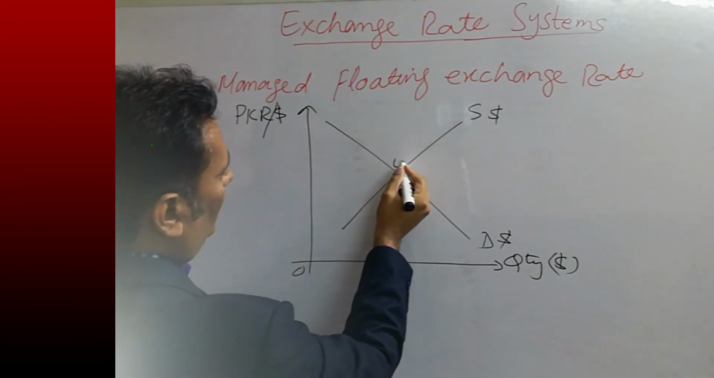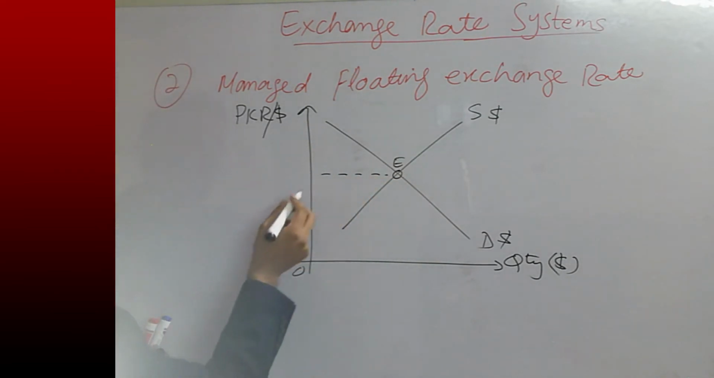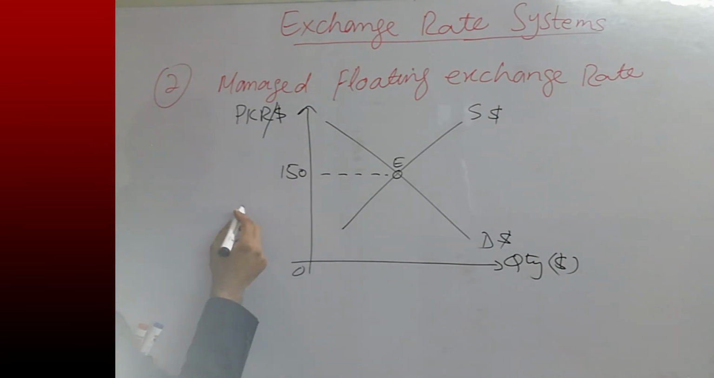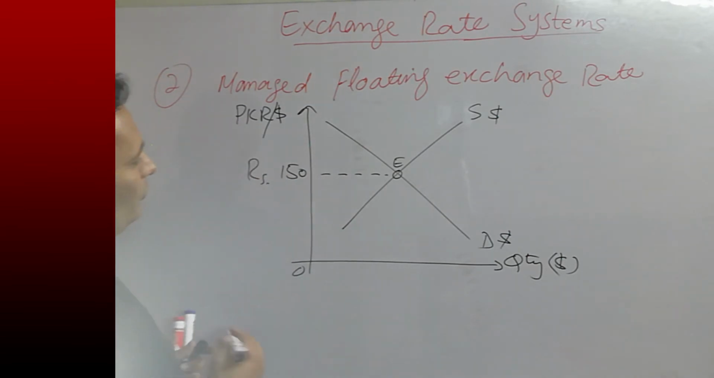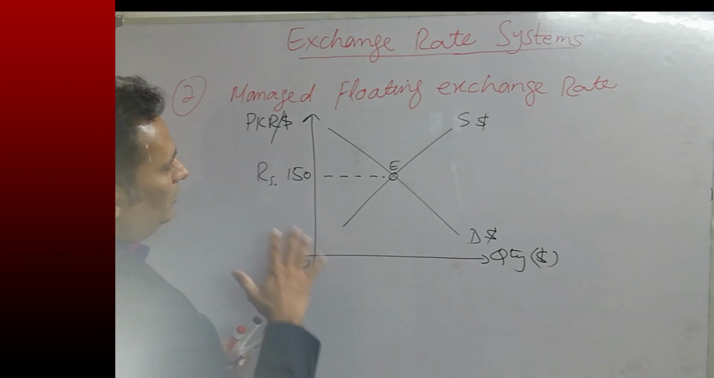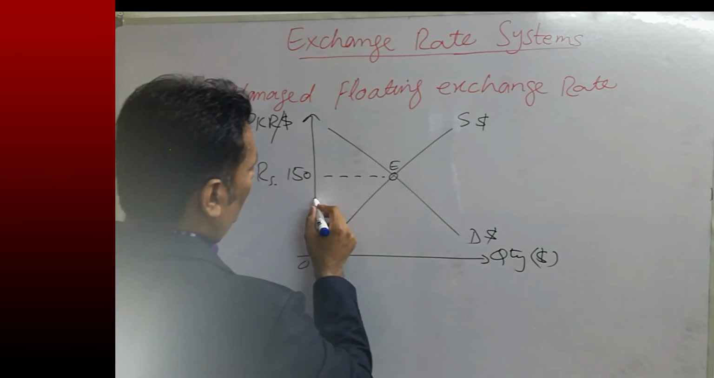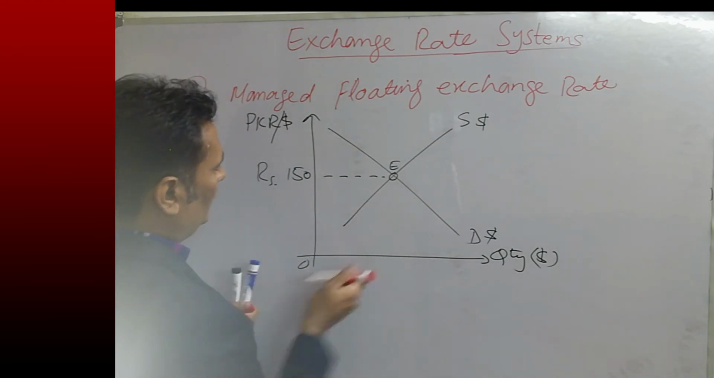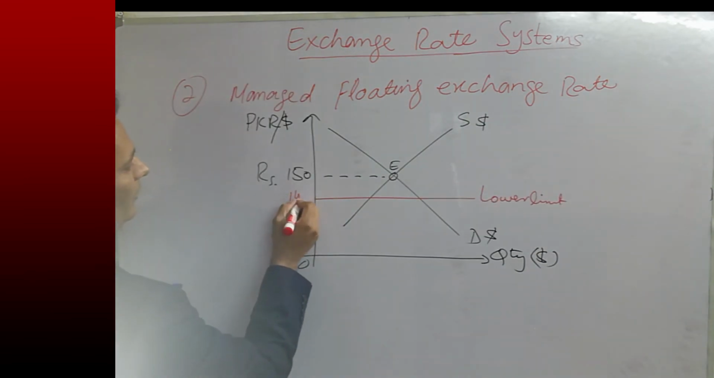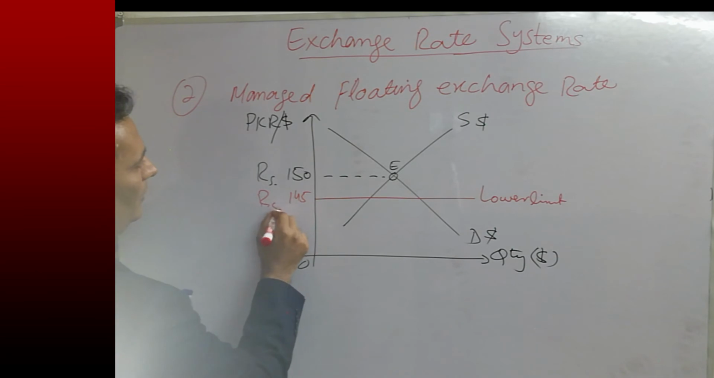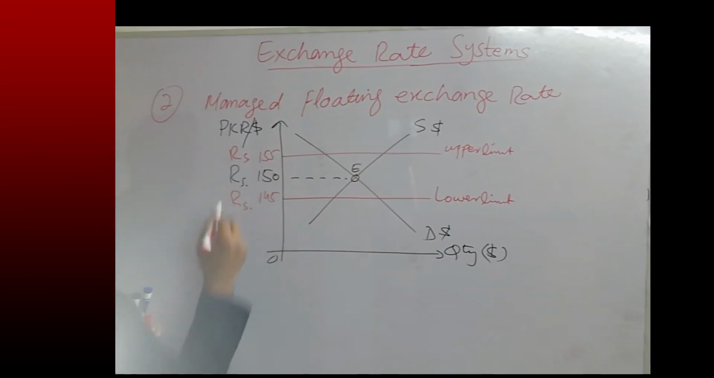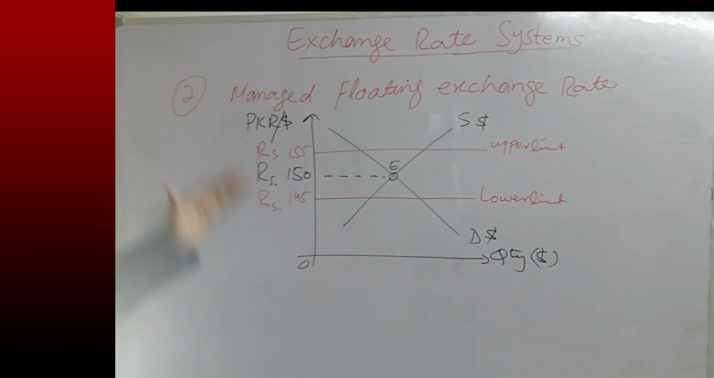Let's say equilibrium was initially this much, and let's say initial prevailing rate of $1 against Pak rupees was 150 rupees. If government wants to regulate this exchange rate system through the central bank of the country by setting upper and lower limits, for example, central bank may fix lower limit at 145 rupees and upper limit at 155 rupees per dollar, that is basically the managed floating exchange rate.